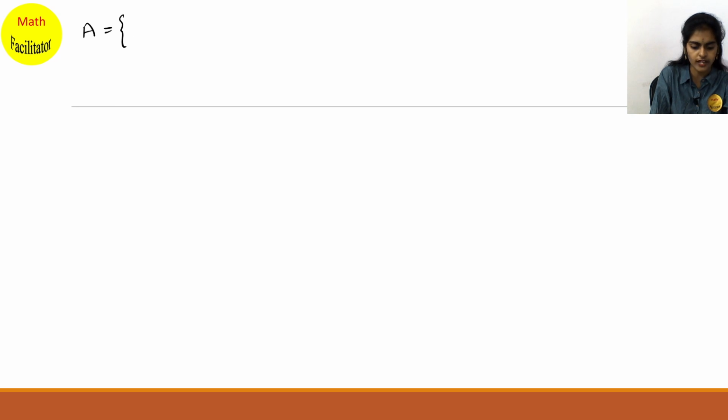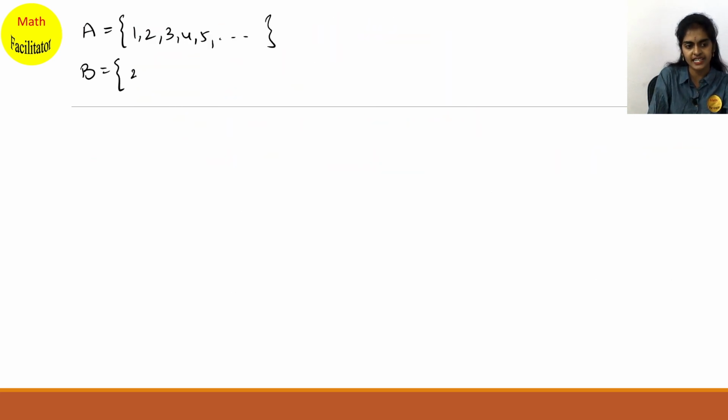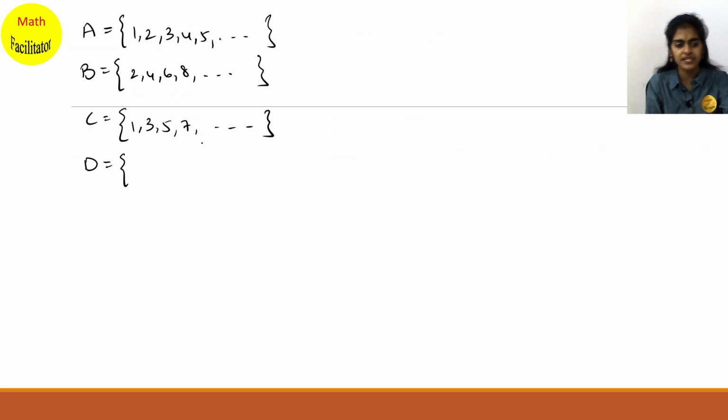A is equal to, I got the elements of A are nothing but 1, 2, 3, 4, 5 and so on. What is B? B is an even number set. So 2, 4, 6, 8, these are the elements of B. C is an odd number set. So 1, 3, 5, 7, these are the elements of C. And D is a prime number set. So 2, 3, 5, 7 and so on. These are the elements of D.